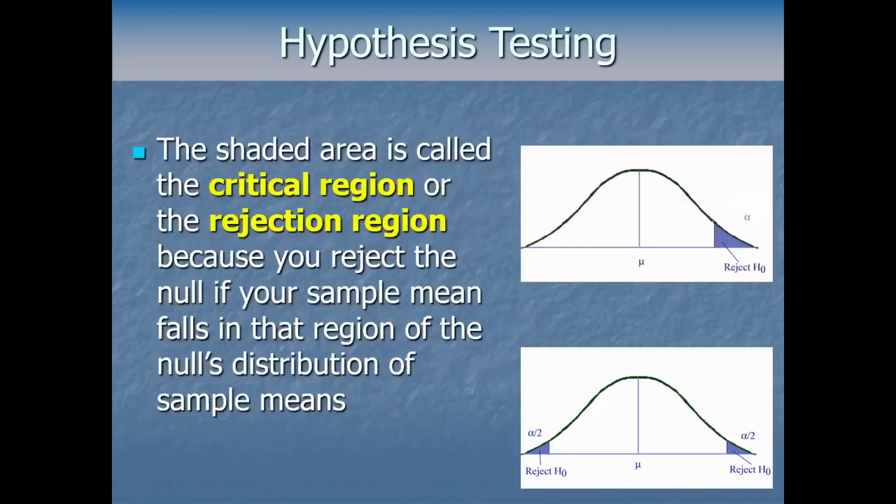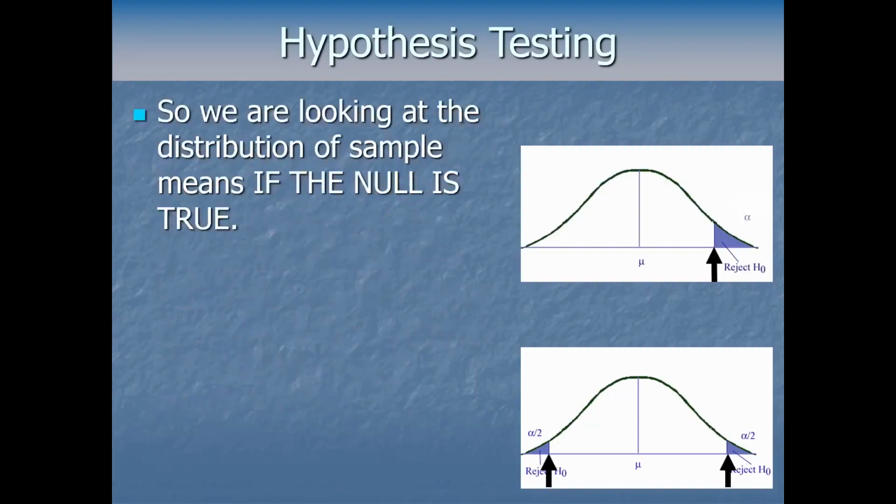Now, sometimes you'll see language calling that kind of shaded area here the critical region or the rejection region, because you reject the null hypothesis if your sample mean falls into that region of the null's distribution of sample means. But again, it just means what we're doing here is we're visualizing all possible ways a sample mean might turn out if we took a buttload of samples of that size when the null hypothesis is true.